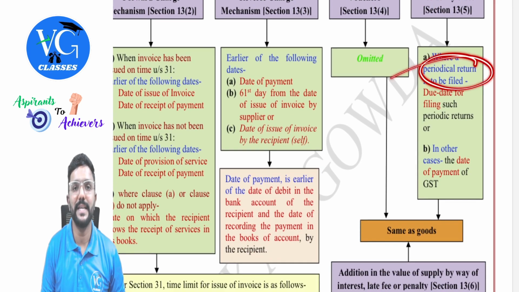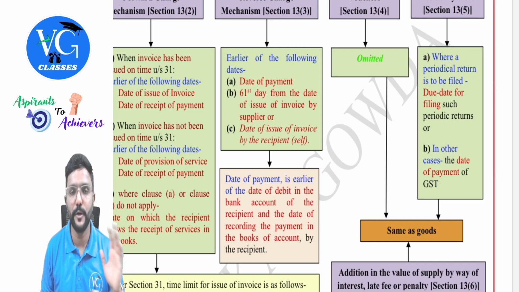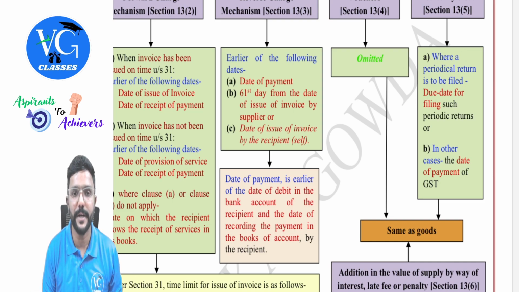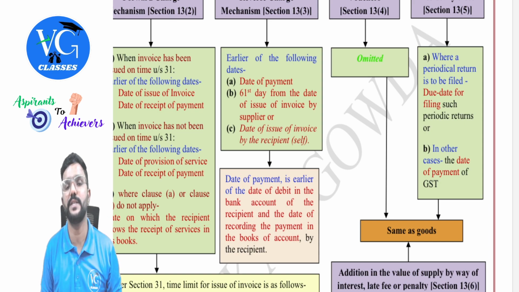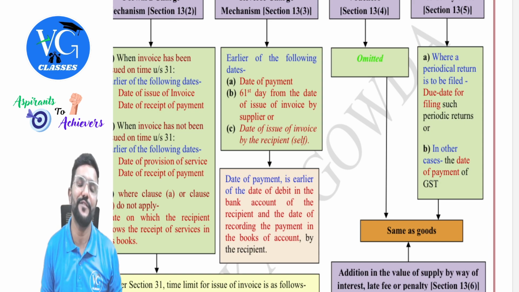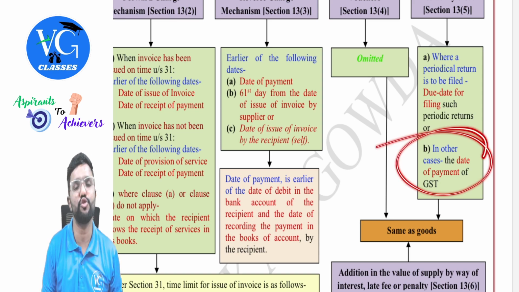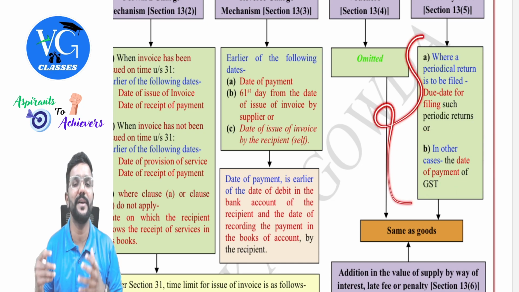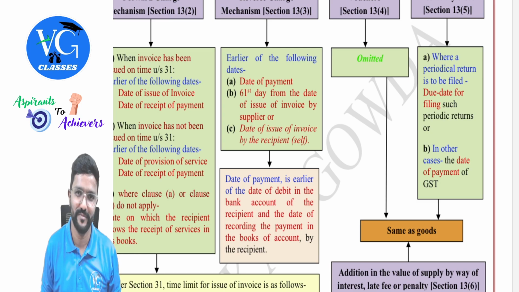If a periodical return is to be filed by a person who is liable to pay GST, then we need to take the due date of filing such return. If no return has to be filed by them, then whatever is the date of payment of GST is considered to be the time of supply. This is like a last option. This provision has been added by the government just to safeguard their revenue.